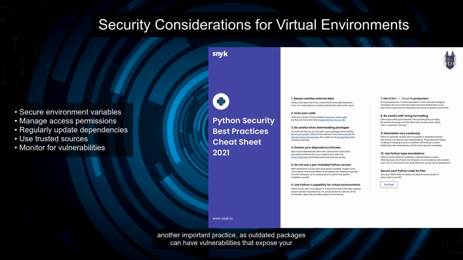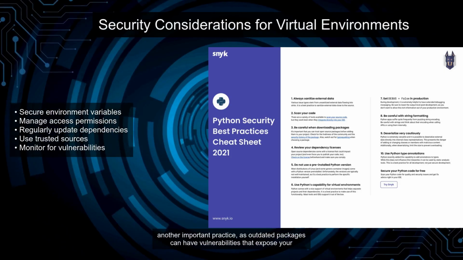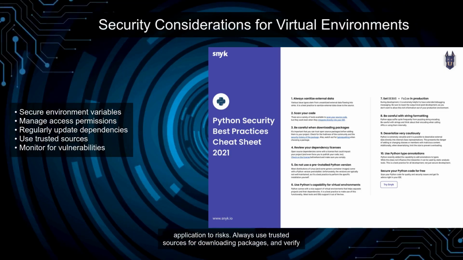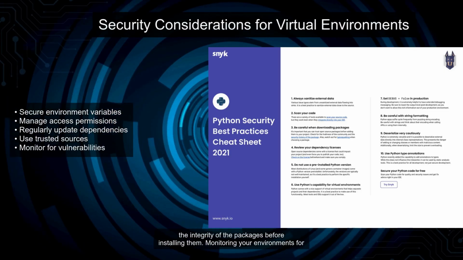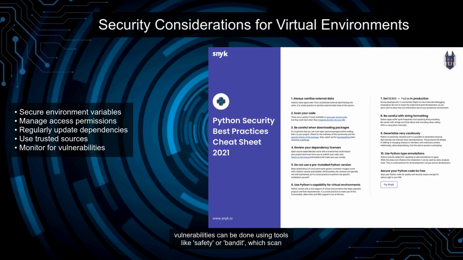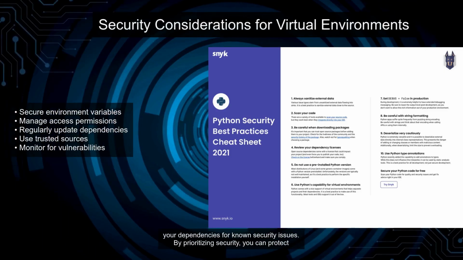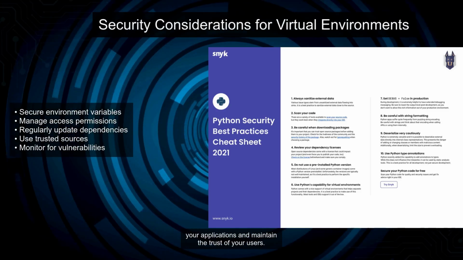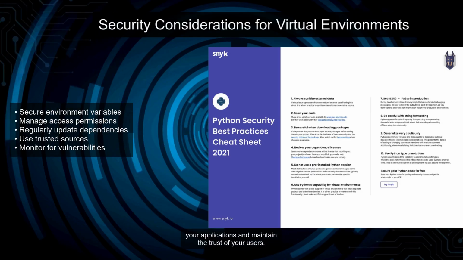Regularly updating dependencies is another important practice, as outdated packages can have vulnerabilities that expose your application to risks. Always use trusted sources for downloading packages, and verify the integrity of the packages before installing them. Monitoring your environments for vulnerabilities can be done using tools like Safety or Bandit, which scan your dependencies for known security issues. By prioritizing security, you can protect your applications and maintain the trust of your users.